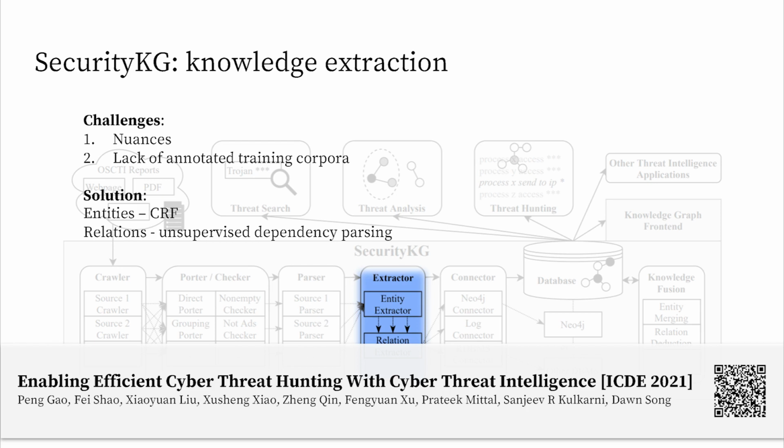To extract relations between security-related entities, since it is relatively hard to programmatically synthesize annotations for relations, we adopt an unsupervised method. In particular, we leverage the dependency parsing-based IOC relation extraction pipeline proposed in our other work, and extend it to support the extraction of relation verbs between entities recognized by our CRF model.